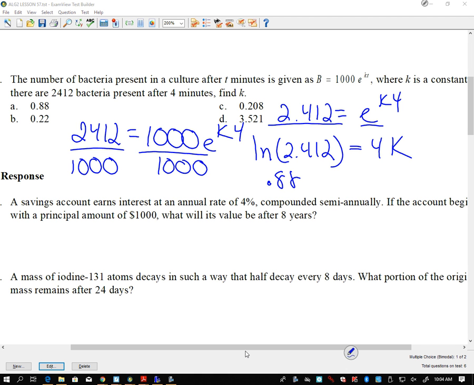0.880. Okay, could we just leave it as 0.88? So we're saying 0.88 equals 4 times k. What do we do now? Divide by 4. Okay, what's 0.88 divided by 4? 0.22. Somebody check the answer key. Are we right there? Awesome. So k equals 0.22 is my answer. It's B right there. Okay, do we understand that?